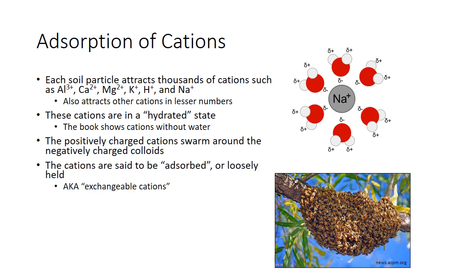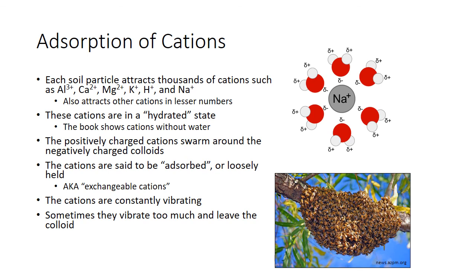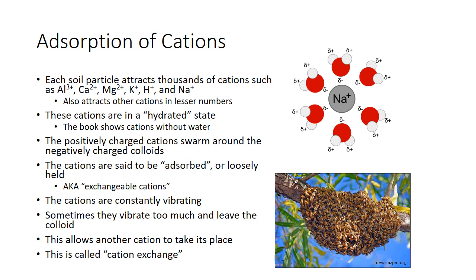So these cations are swarming around these large stacks of clay, kind of like you see with this picture of the bees there. And they're all vibrating, just like these bees would be kind of buzzing around. All these cations are vibrating. Some of them might vibrate a little bit too far, which opens up an exchange site for another cation to swoop in and take its place. And so we can say these cations are exchangeable. And this exchange happens when they just happen to vibrate too far away. And again, this process is called cation exchange.